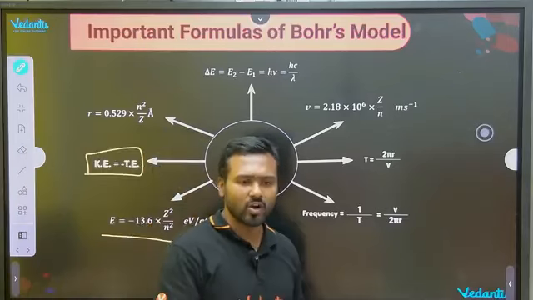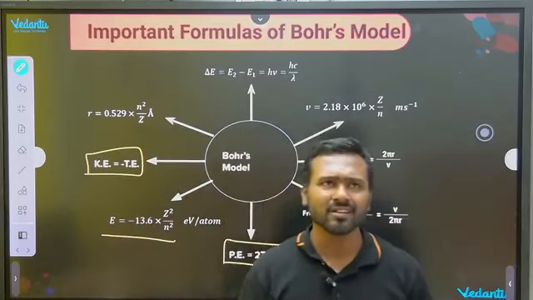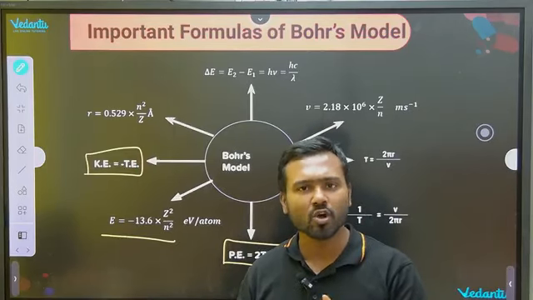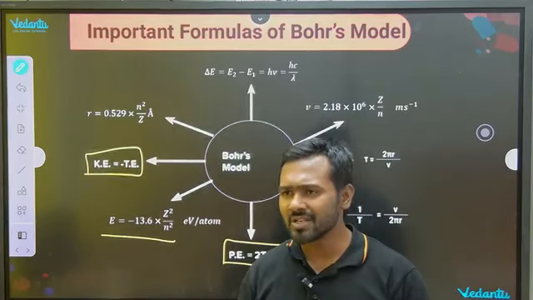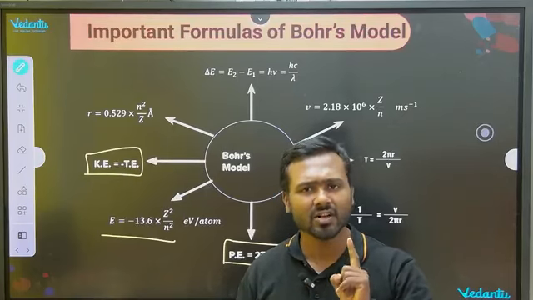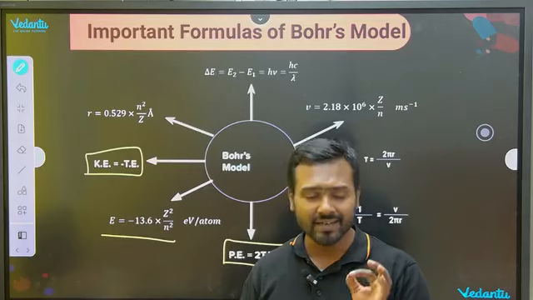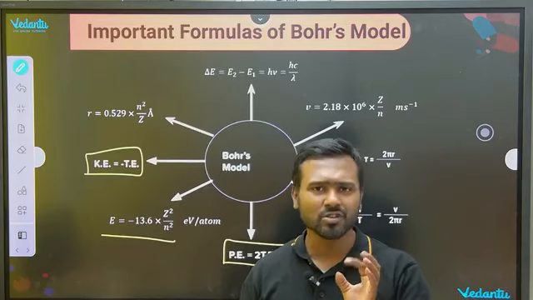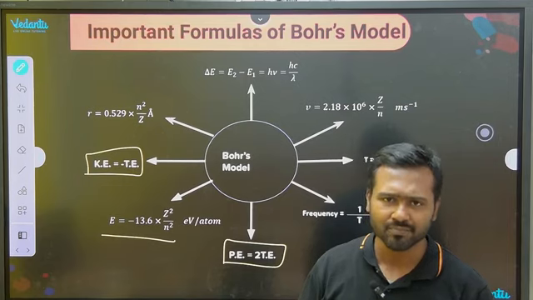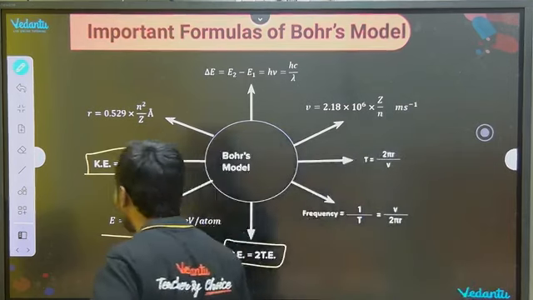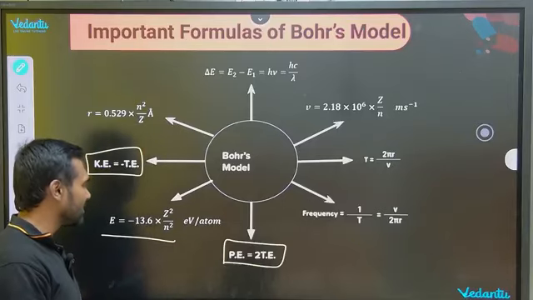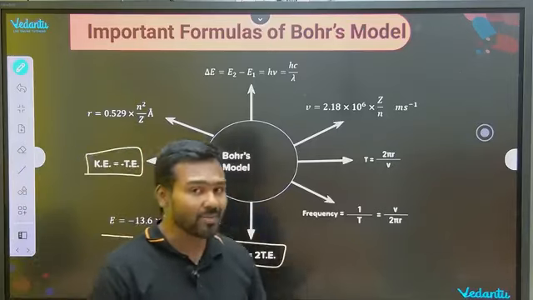This is in electron volts. If you want it in joules, you take minus 2.18 into 10 to the power of minus 18 joules per atom. Mostly they will give either joules or electron volts, and 90% they will go for electron volts only. But to be on the safer side, you can remember the joules also: 2.18 into 10 to the power of minus 18 joules into Z square by n square. Z is the atomic number and n is the orbit number.